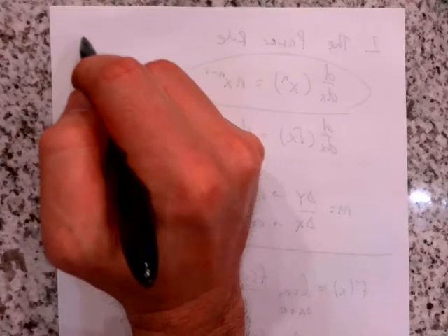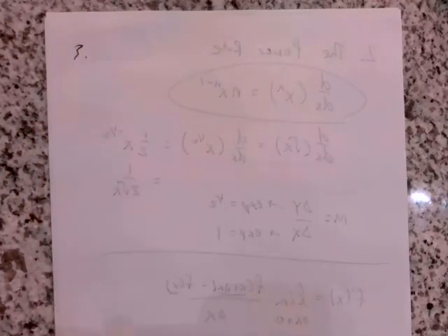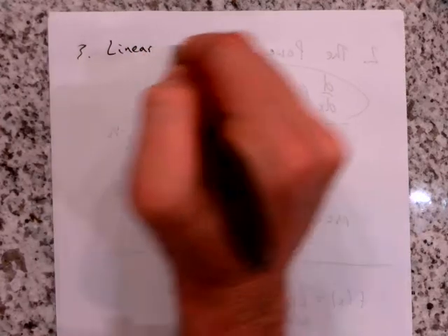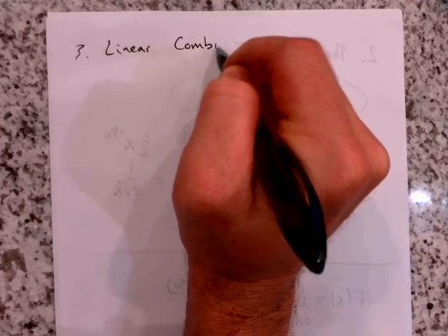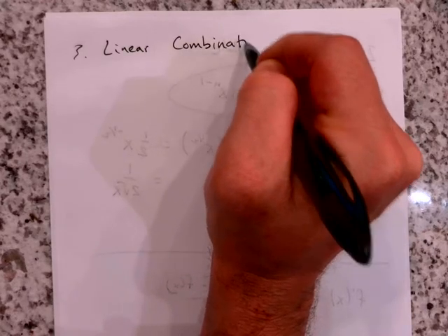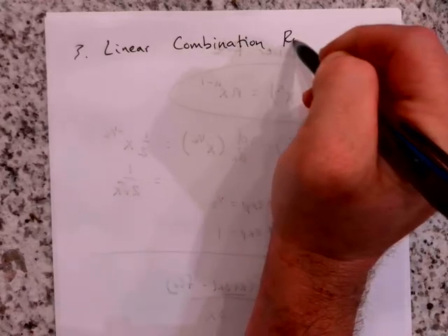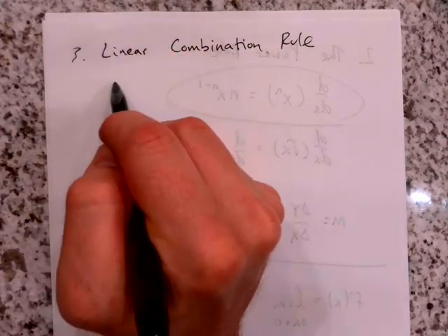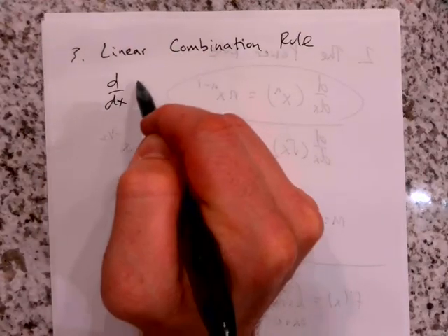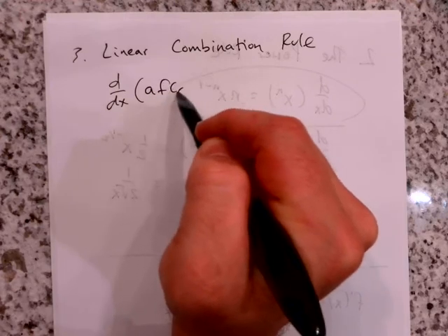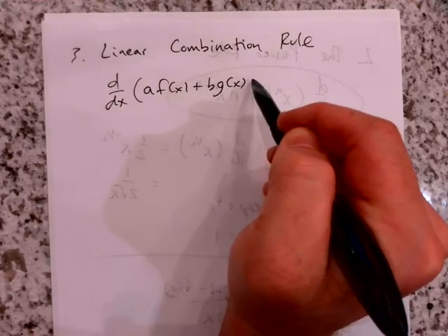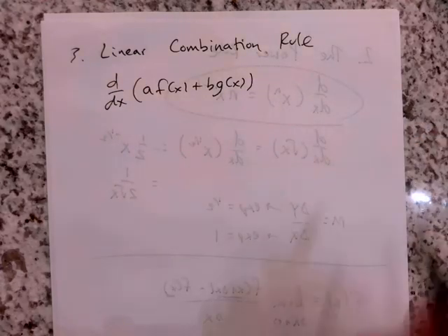Next up is the third basic rule of differentiation, which will be the linear combination rule. This rule tells you how to find the derivative of a f of x plus b g of x, where a and b are real numbers.